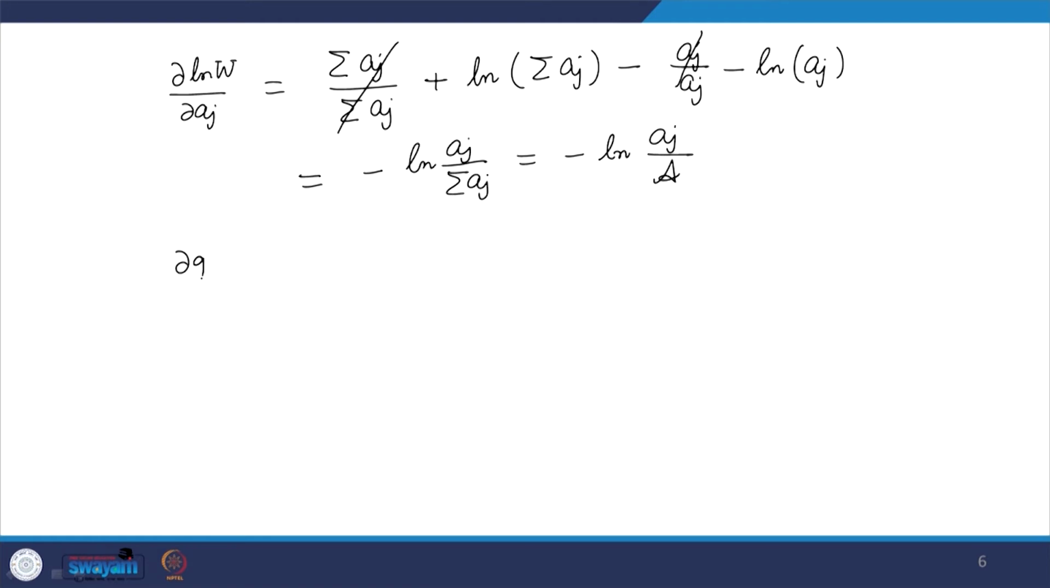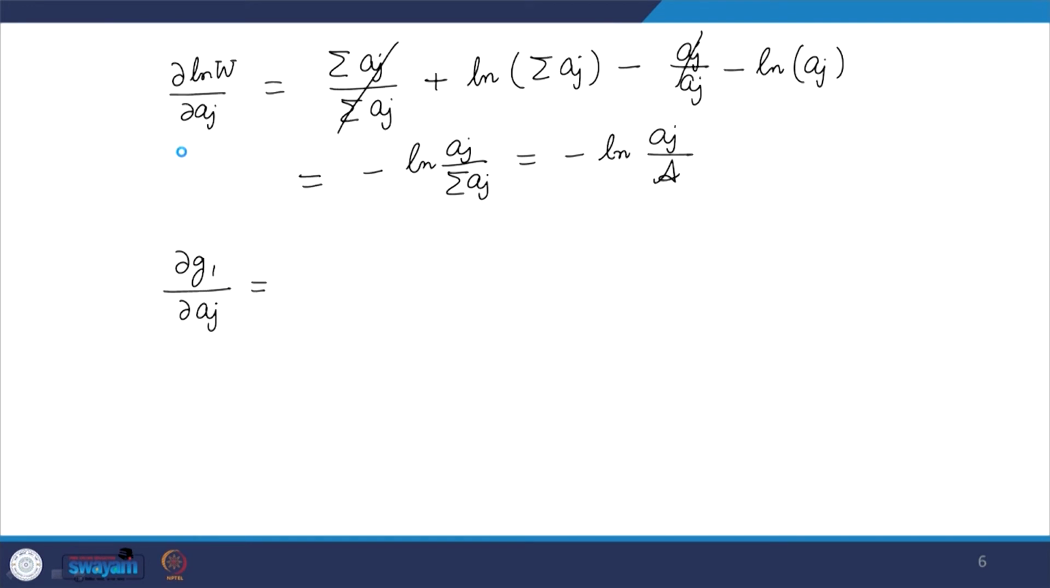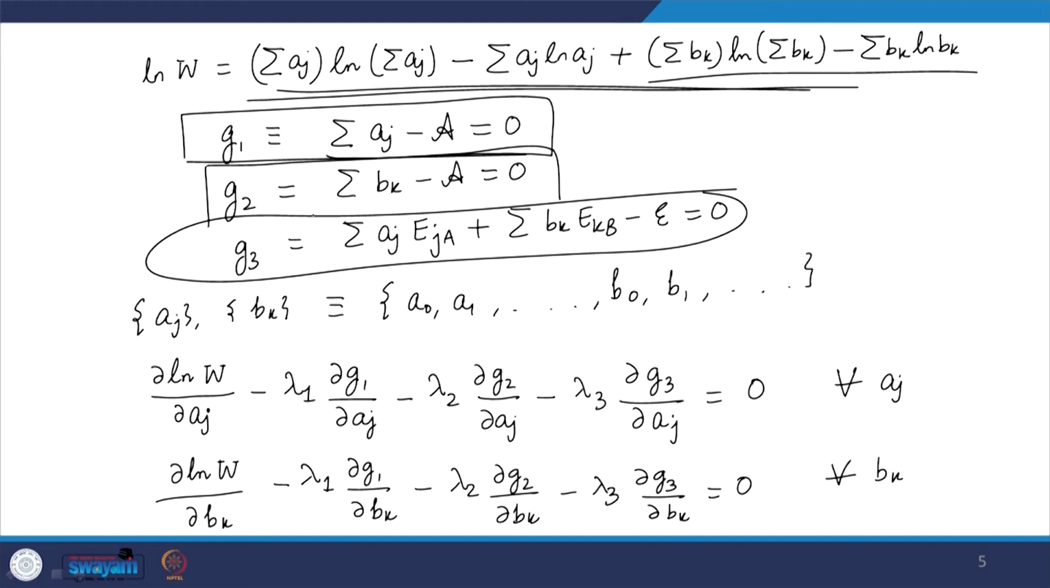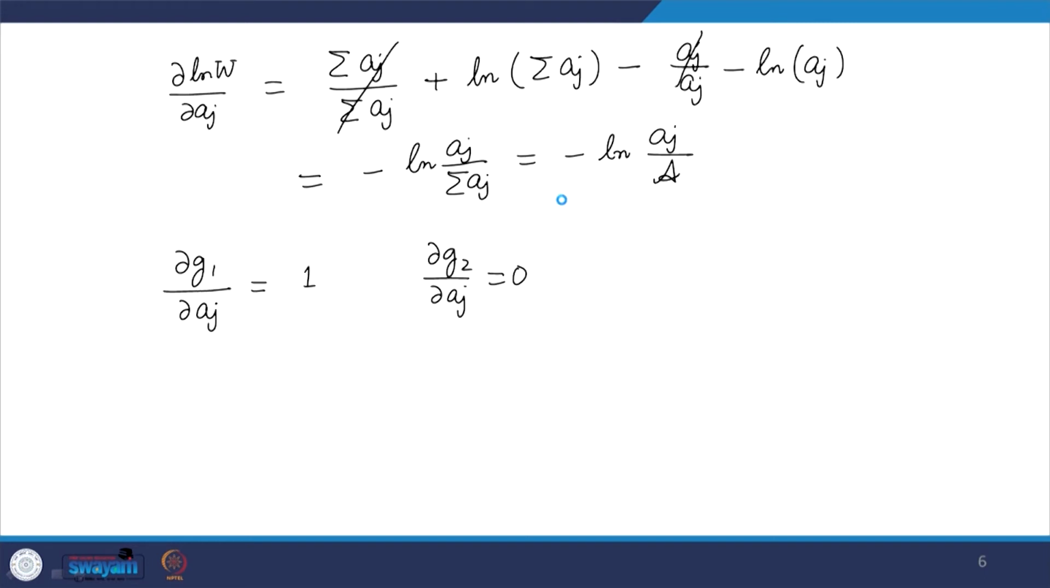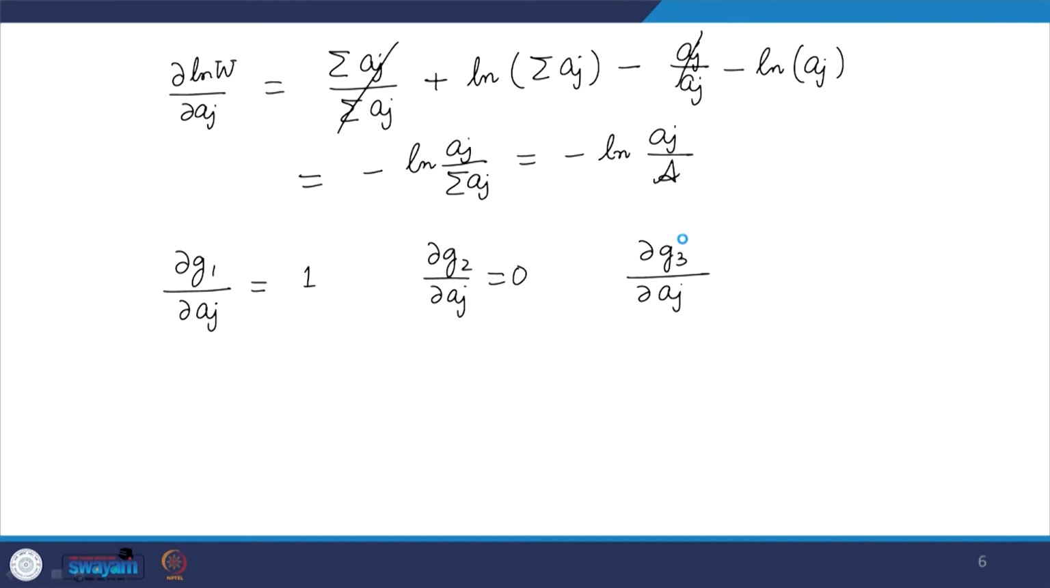So, now dou g1 by dou A j, going back to the equation for G1 that we had here, that will be equal to 1, dou G2 by dou A j is equal to 0, because in the expression of G2 we did not have A j appearing, and dou G3 by dou A j, going back to the equation right here, will be equal to E j A.